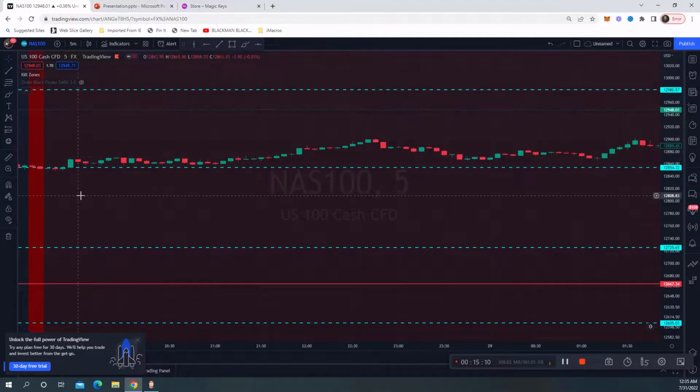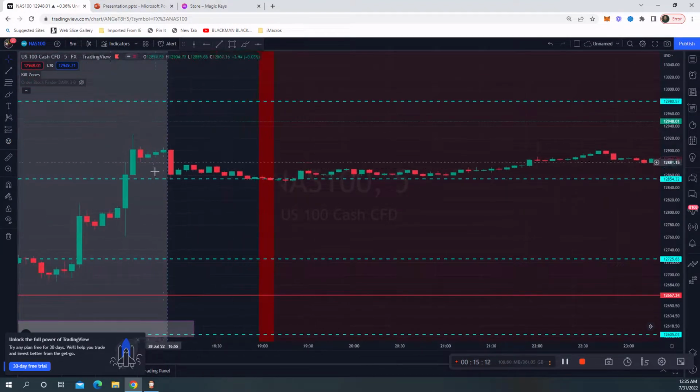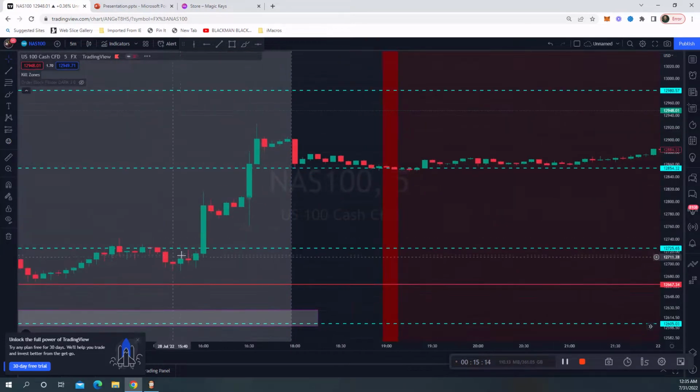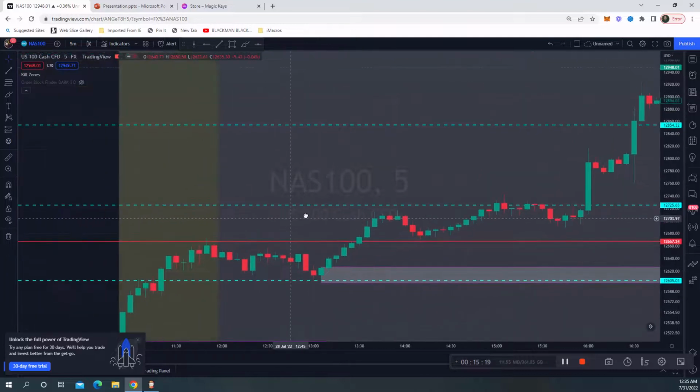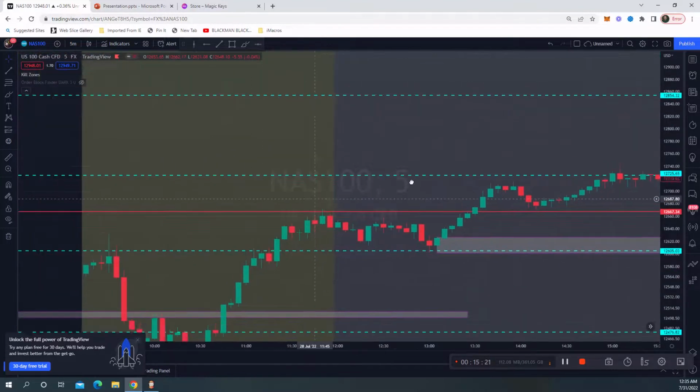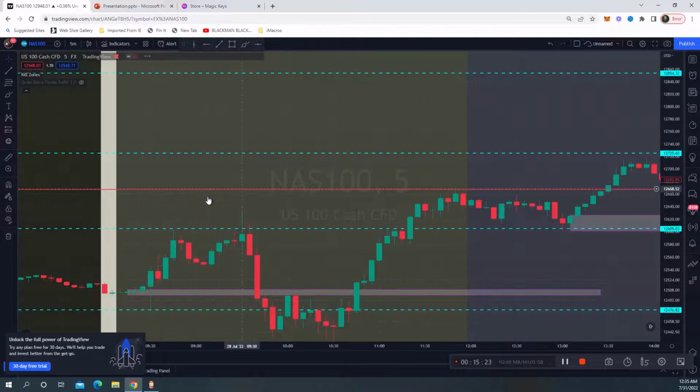Again, here in the Tokyo session, which I don't trade in, but as you can see, it played around the line. Now check it out. When it got back to the New York session, look at what it did. Went down, played around a little bit, boom, took off, started going up.